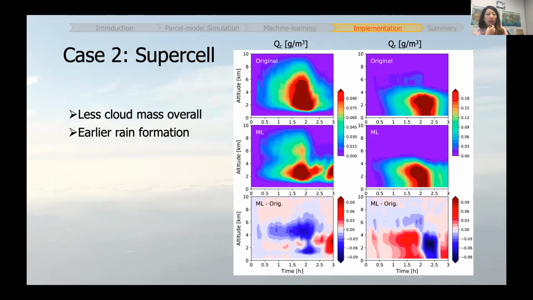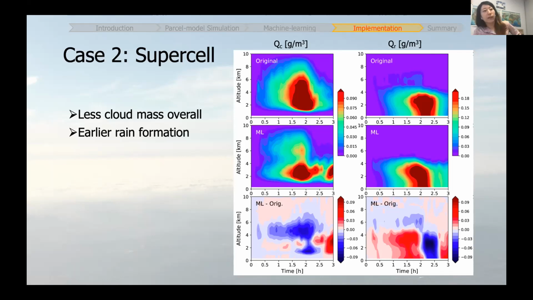These are horizontally averaged QC and QR and its temporal evolution as you go from left to right. So x-axis is time in hours, y-axis is altitude in kilometers. And you can see, if you compare the two and see the bottom comparison, it is very clear that cloud mass QC is reduced when I use the trained machine in predicting rain production process. Whereas QR, it increases at the beginning, but it gets reduced afterwards.